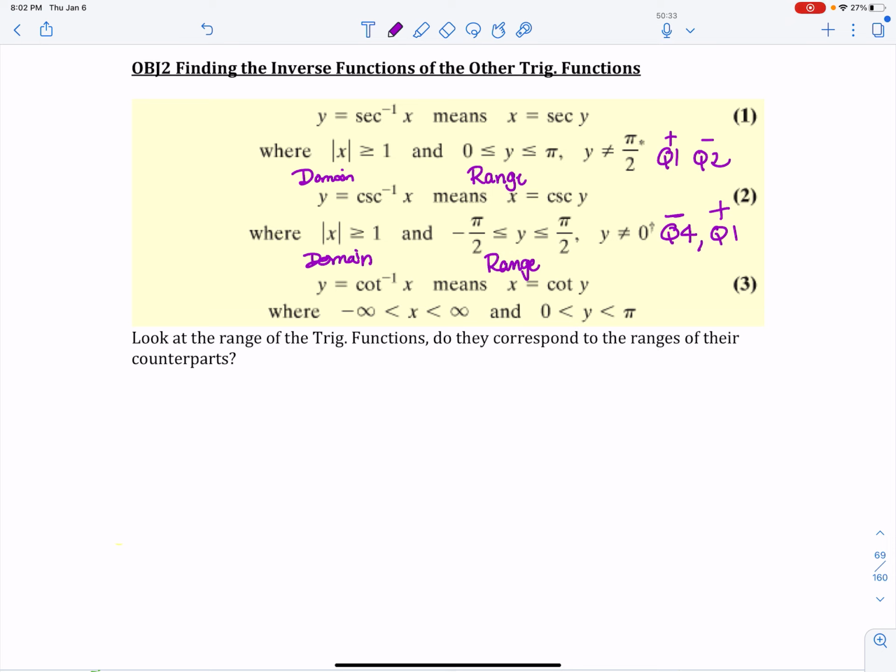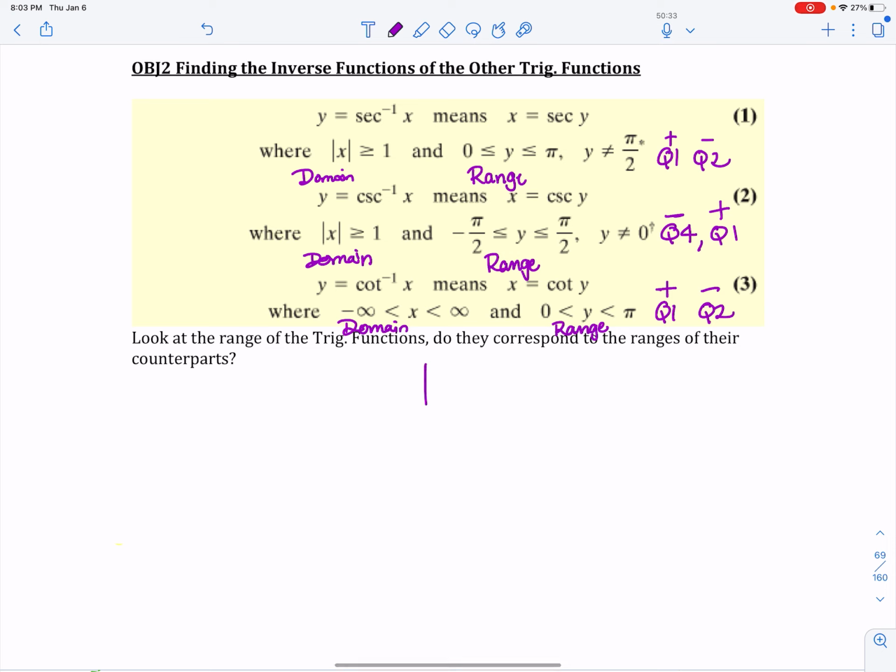And then we're going to deal with cotangent. Cotangent's domain is all real numbers, so that's kind of nice because you don't have to check them. Its range is the value from 0 to pi, so that's quadrant 1 and quadrant 2. If the value is positive, the angle will be in quadrant 1. If the value is negative, then the angle will be in quadrant 2.